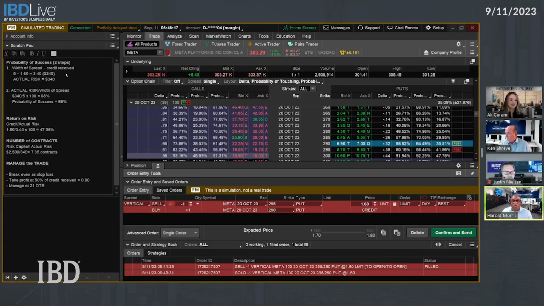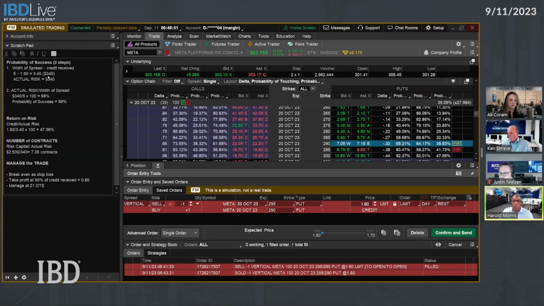All right, so first we're going to calculate the probability of success. It's a two-step process. First thing we need to do is calculate what is our actual risk in the trade. To determine that, we take the width of the spread, which is $5. So you can see the difference between 295 and 290. So $5 is the width of the spread minus the credit received, which is $1.60. That's going to give us the actual risk of $3.40, or in option terms, we always multiply by 100, $340. So that's our actual risk in this trade.